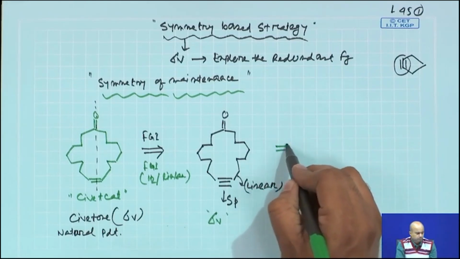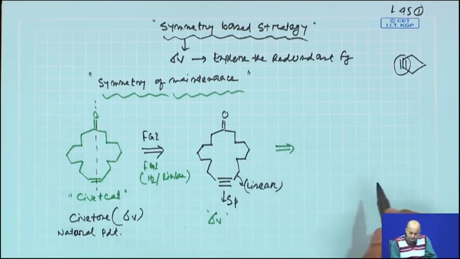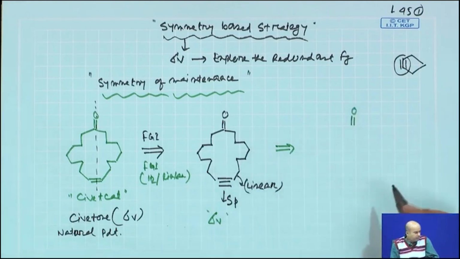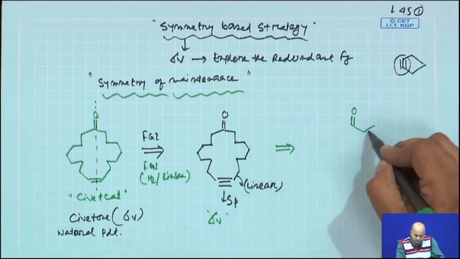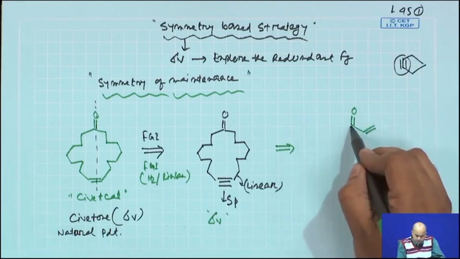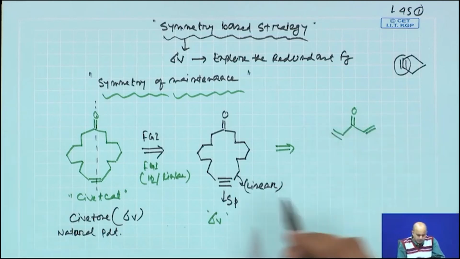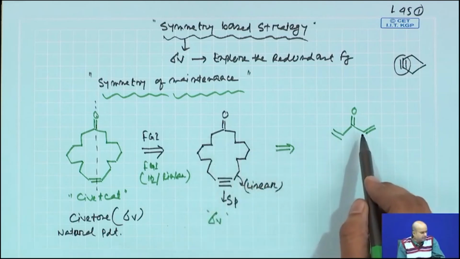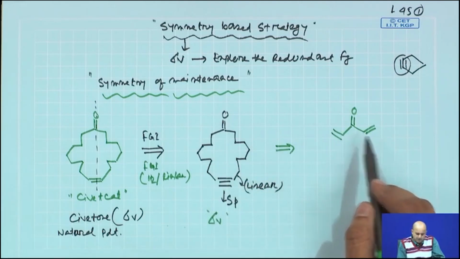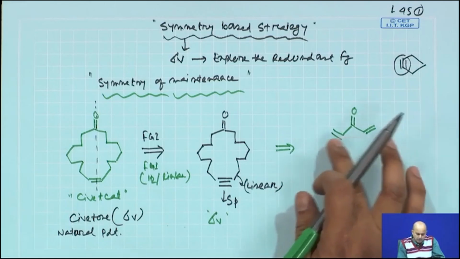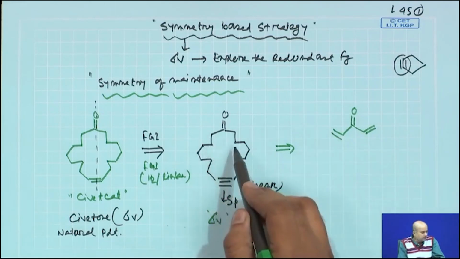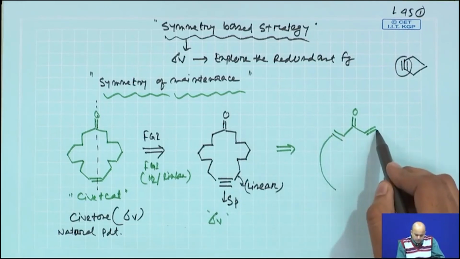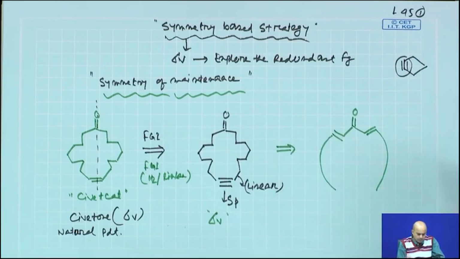Now the next disconnection which was proposed, or which was performed by the researchers, they proposed that if this alpha beta unsaturated ketone was used as a starting material, then basically you can reduce this alpha beta unsaturated ketone to get this cyclic ketone. Now this part I will not write the CH2, because you know how many CH2s are there.